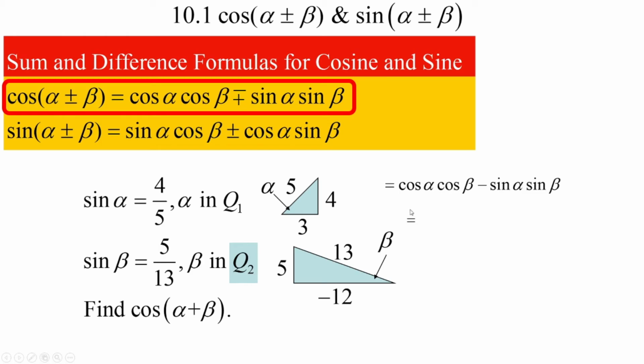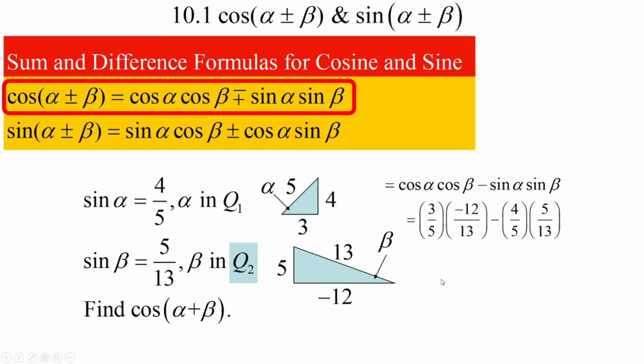All right, so what is cosine of alpha? Well, let's just look at our diagrams right here. I see cosine of alpha would be this 3 over the 5. And then cosine of the beta would be adjacent to hypotenuse, negative 12 over the 13. Minus sine of the alpha is 4 over 5, and that was given to us, by the way. All right, and then sine of the beta is 5 over 13, which is also given to us.